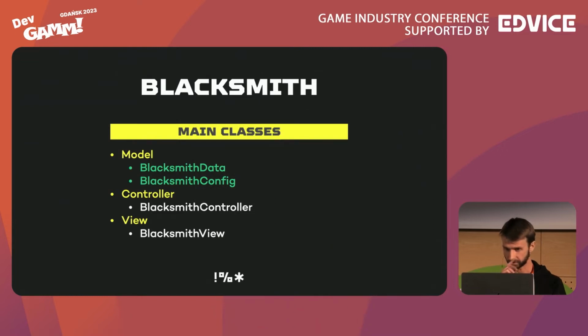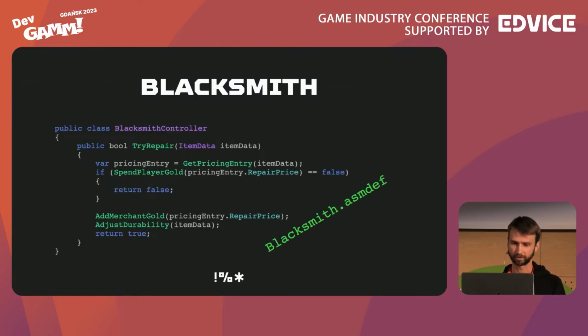So in terms of model, that's enough. Let's say it's fine for us. Let's move to the controller, the most problematic part. So basically, let's say we have this try repair method that just gets the price of the repairing item, and it tries to spend the gold. It tries to get the gold from the player, and after that, it will add the same amount of gold to the merchant, and it will also, of course, adjust the item, so it will adjust its durability to fix it.